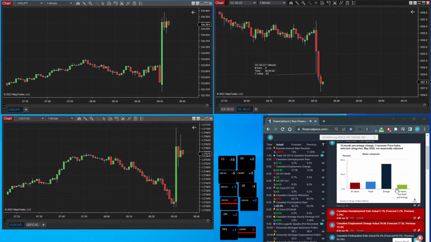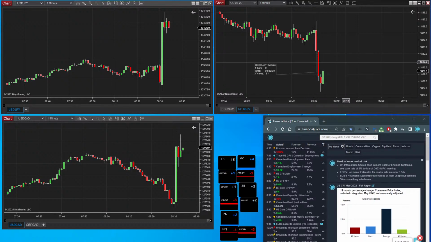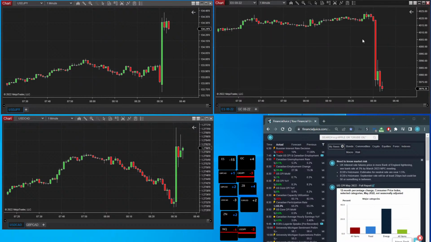Okay, so the energy price index was the key mover here. It declined in April, but it increased in May. So about 61 ticks was the downside on gold. S&P, that beautiful move, huh? Oh, lovely.